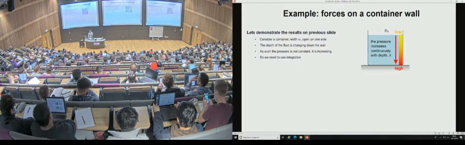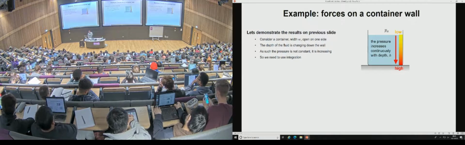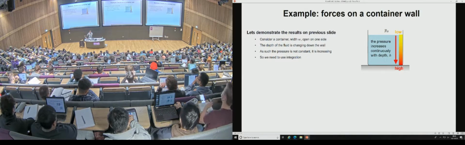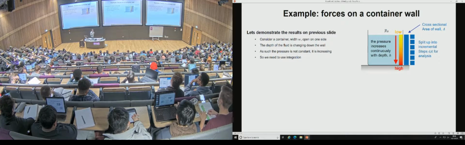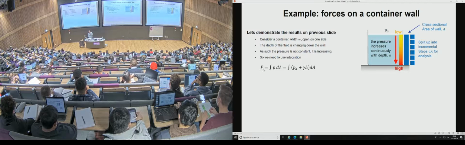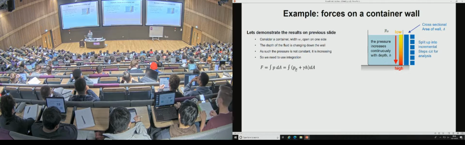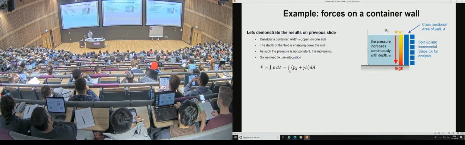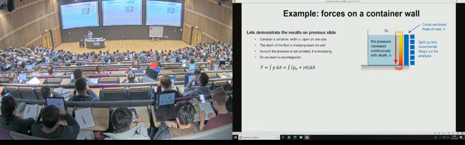Okay, let's go through this in a little bit more detail. We accept that the pressure is changing linearly in this constant density fluid from the surface down to the bottom. And we're going to split it up into incremental chunks so that we can do some analysis, and the analysis is integration. Our force is the integral of our pressure times unit area. And we're going to use the expression that we had on an earlier slide, that the pressure is the atmospheric pressure plus the specific weight times the height below the surface.